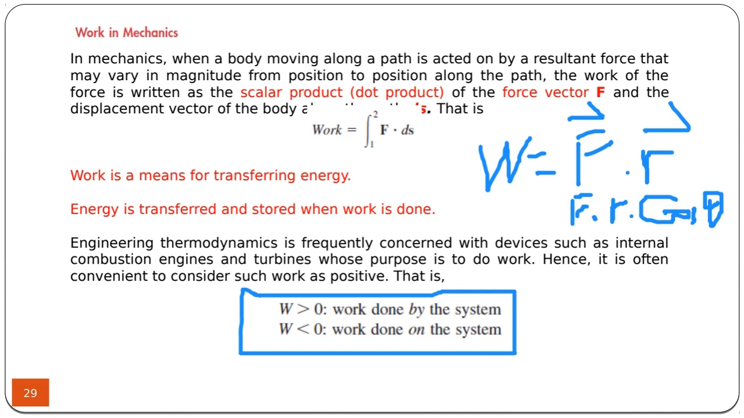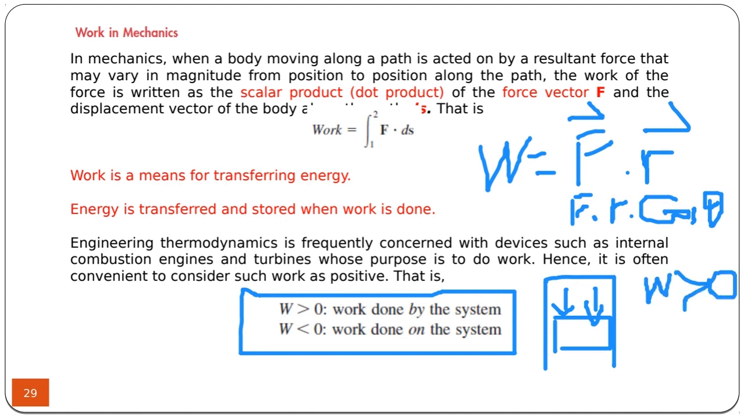If the work is done by the system, so if a system does work on the surroundings, it is taken as positive. If the surroundings do work on the system, it's taken to be negative. For instance, consider a piston cylinder system. If the gas inside the cylinder pushes this piston, then it does work. Otherwise, if, let's say, atmospheric pressure compresses it, does work on the system, in this case, work is negative. We will come to this point later, but just remember that if the work is done on the surrounding, it's taken positive. If the surrounding does work on the system, it's taken negative.